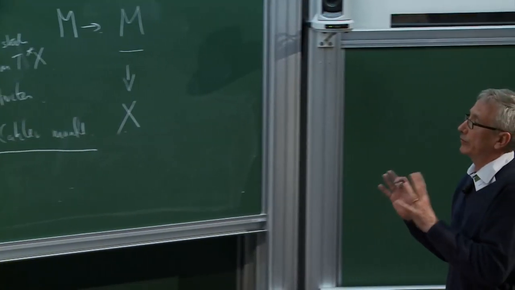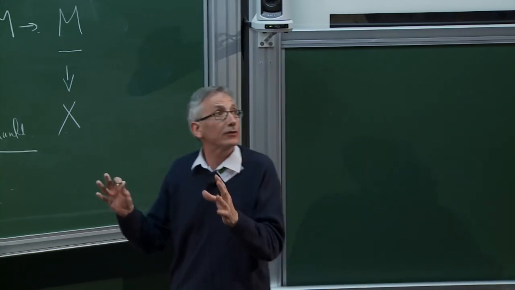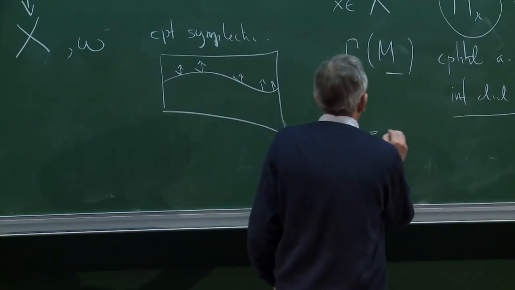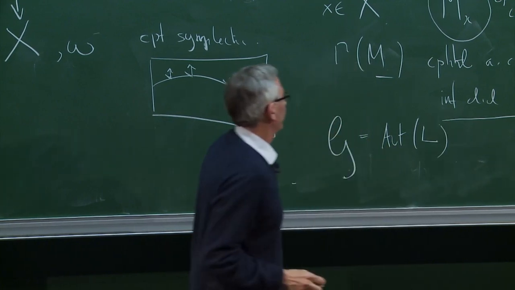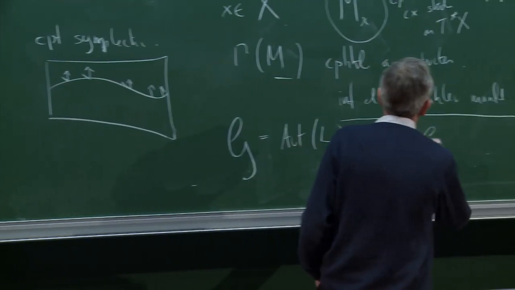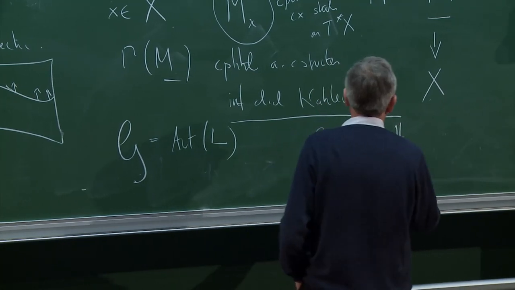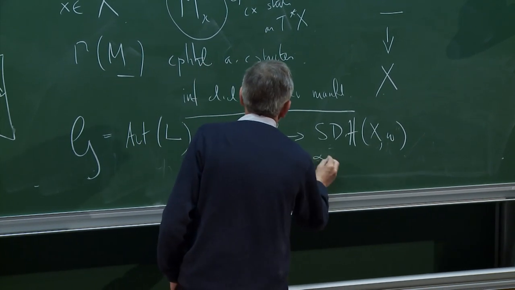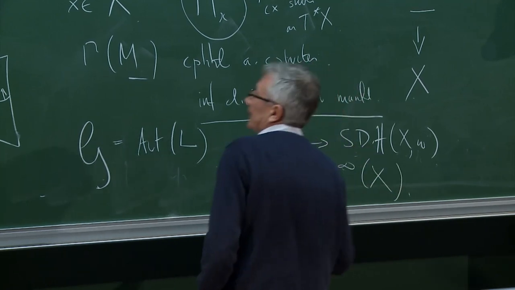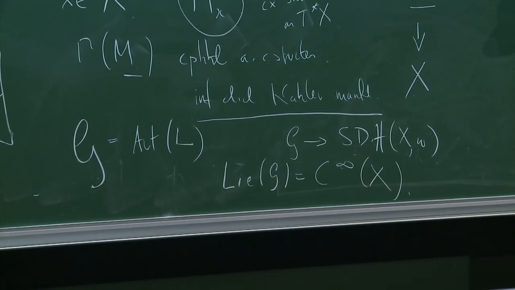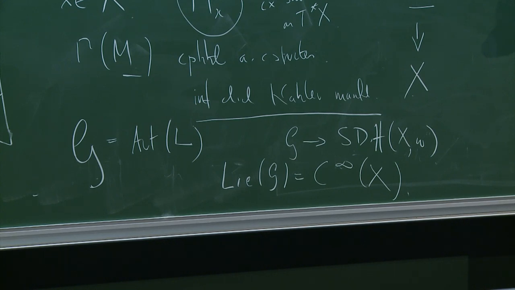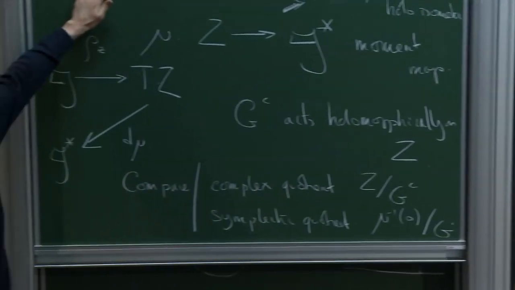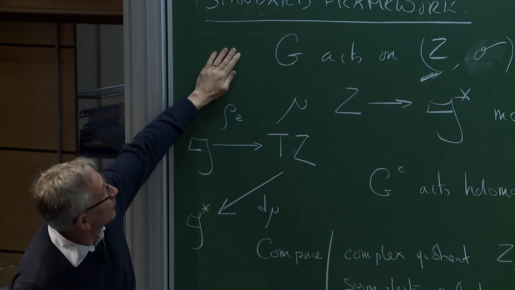But it means that the Lie algebra of G is the whole space of functions, because we don't have to divide by the constants. So this is Aut L. Write it in that way: G maps to Sdiff of (X, omega), and the Lie algebra of G is the functions on X. So that's good. We're in this sort of standard picture, at least if we're willing to allow infinite dimensional spaces.